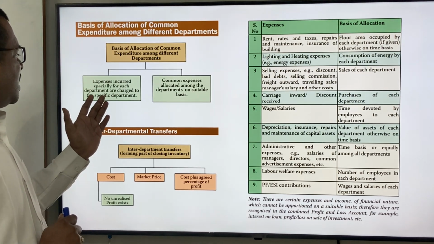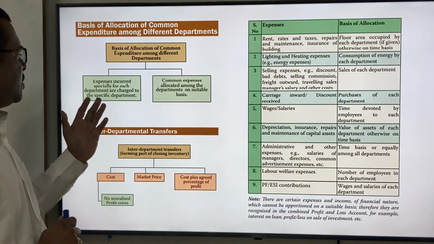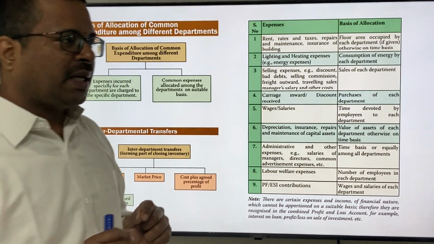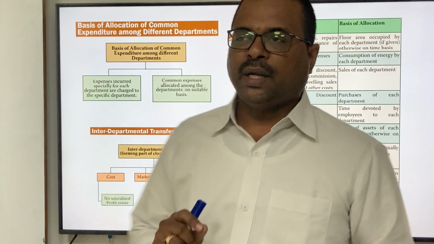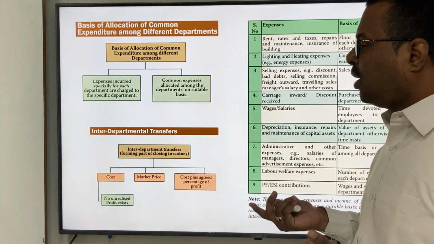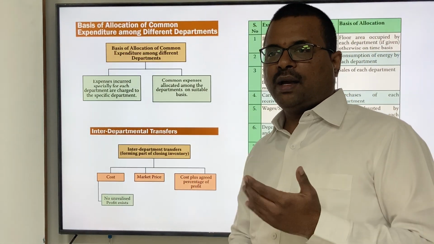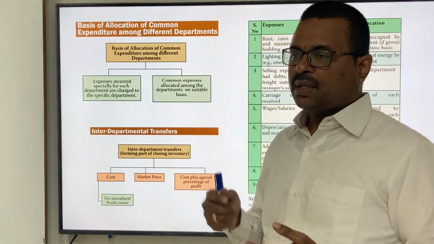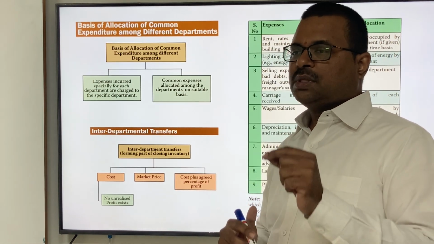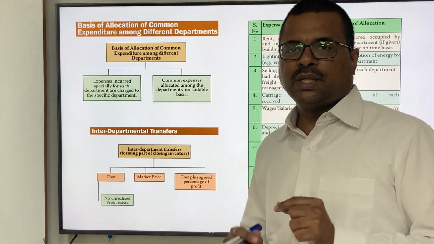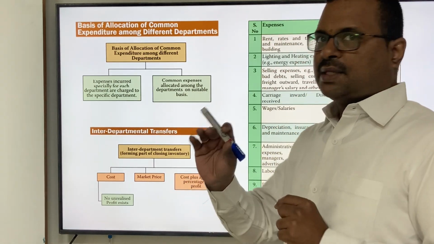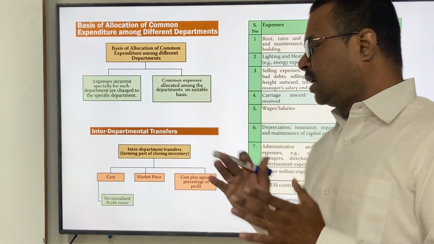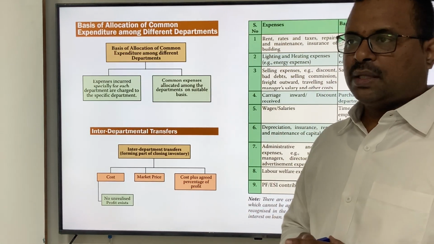If expenses incurred specifically for each department are charged to that specific department. Suppose we know any particular expense is incurred for that department, then there is no question of allocation. You need not divide or make some calculation of how much cost has to be given. It is directly incurred. Suppose that particular department has purchased any raw material, then it is directly given to that particular department.